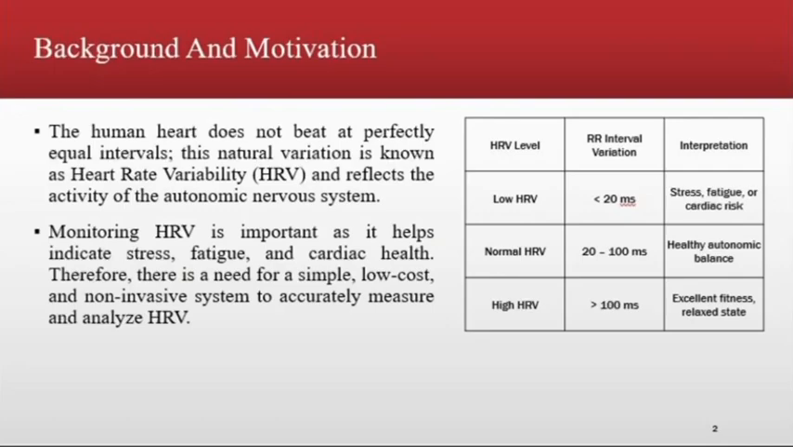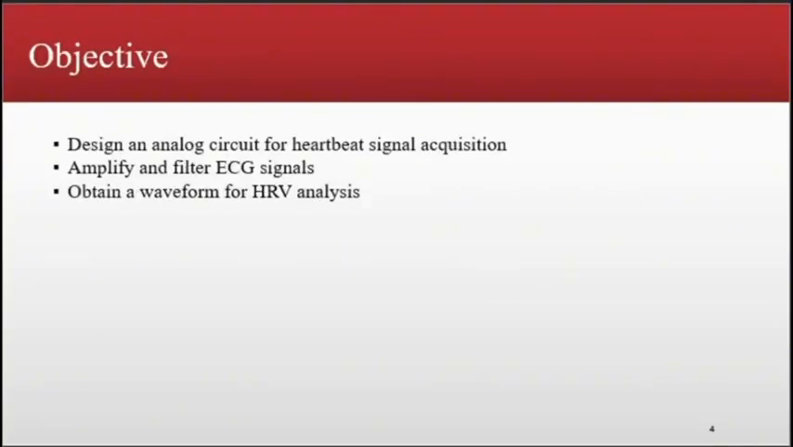These are the thresholds mentioned for low HRV, normal HRV, and high HRV, which present different symptoms according to the person. The main objectives for our project were to design an analog circuit for heartbeat signal acquisition without using microcontrollers, then to amplify and filter the ECG signal and obtain a waveform for HRV analysis. Specifically, the peaks would be enough, because HRV is basically the measurement of intervals between R and R. So we designed the circuit accordingly.